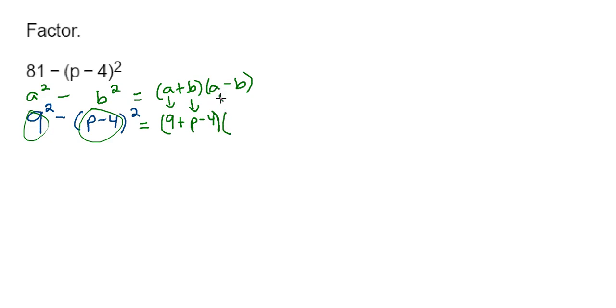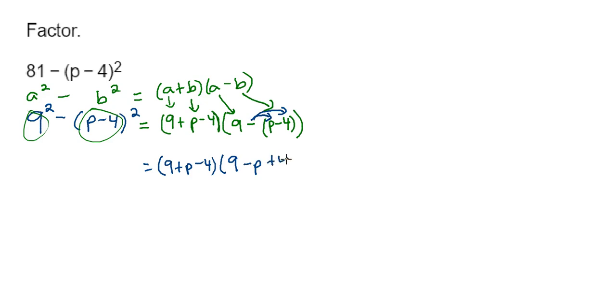Here's where it gets a little bit tricky. Instead of a, we have 9 again. Minus, it's that minus sign that makes it tricky. Instead of b, we're going to have p minus 4. But because that's two terms, and we want to subtract that whole thing, we need to put parentheses around it. And we're going to have to distribute that minus sign. So we'll end up with 9 plus p minus 4, and then 9 minus p plus 4 when we distribute that negative sign.